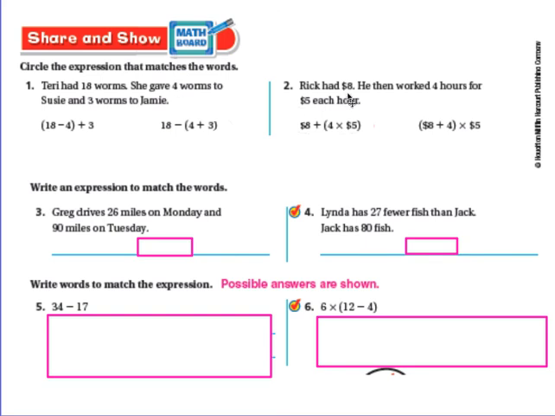Rick had $8, then he worked 4 hours for $5 each. Once again, talk to your partner. What do you think? Circle it.